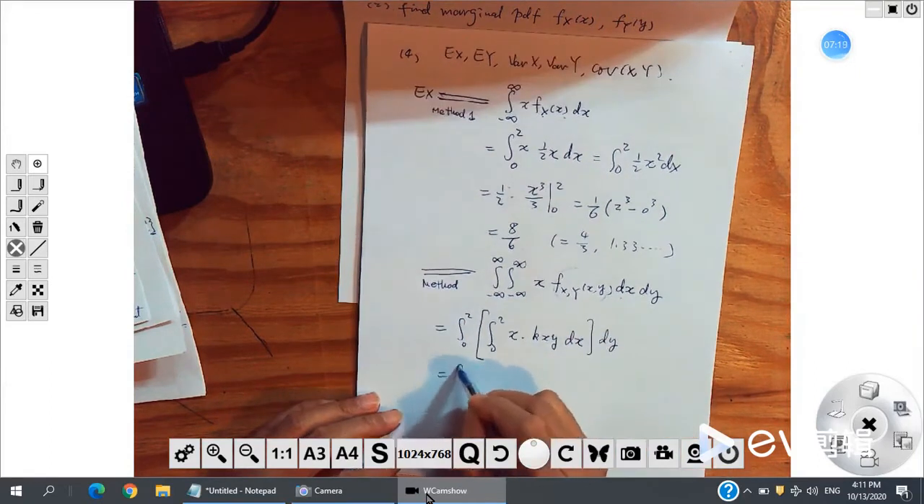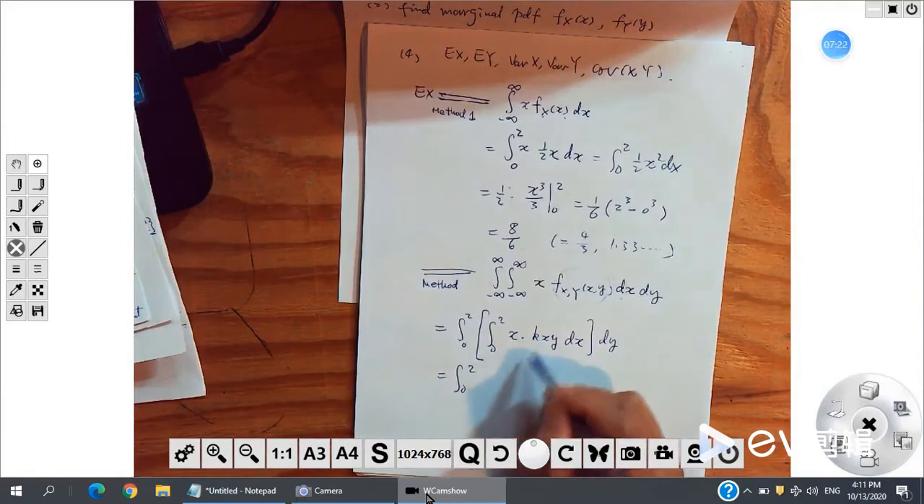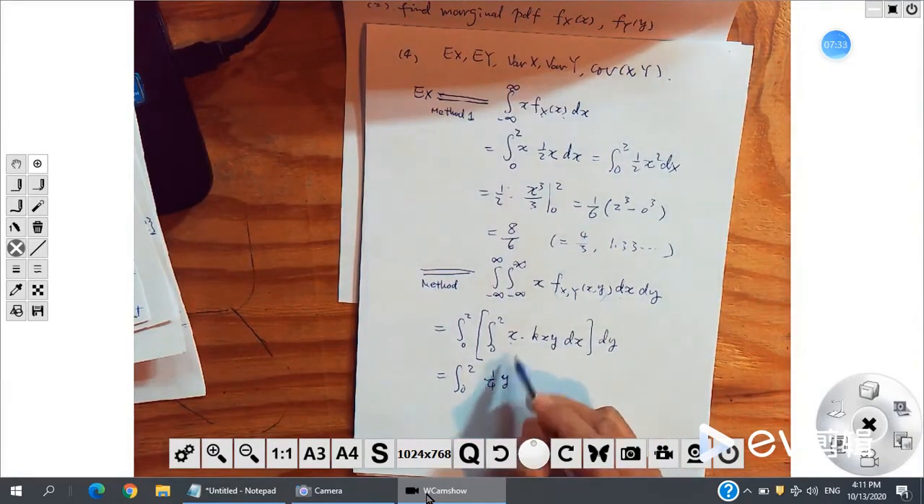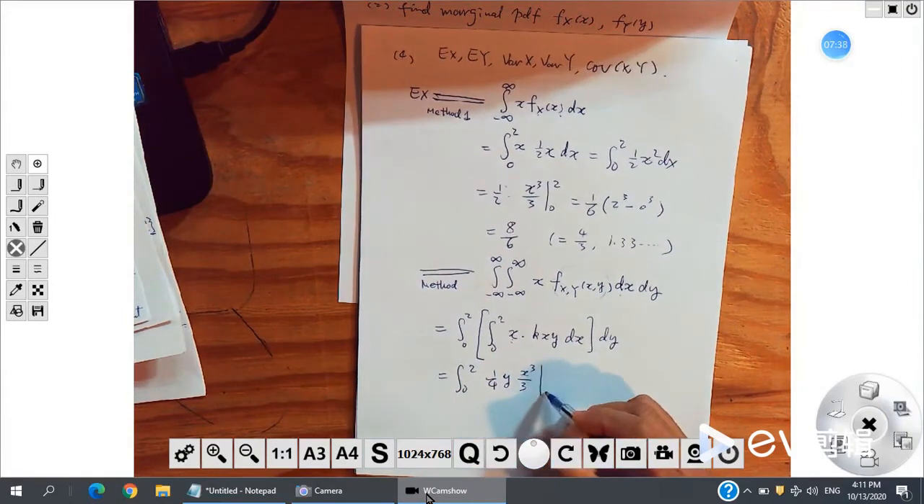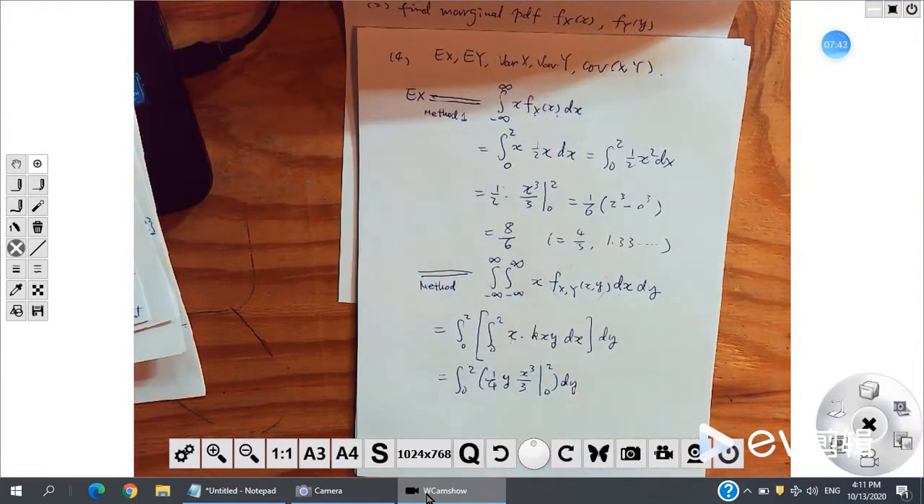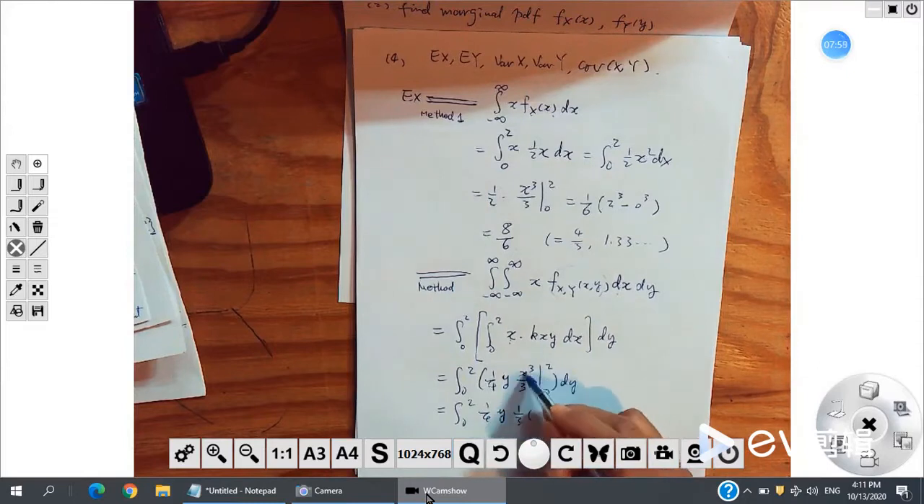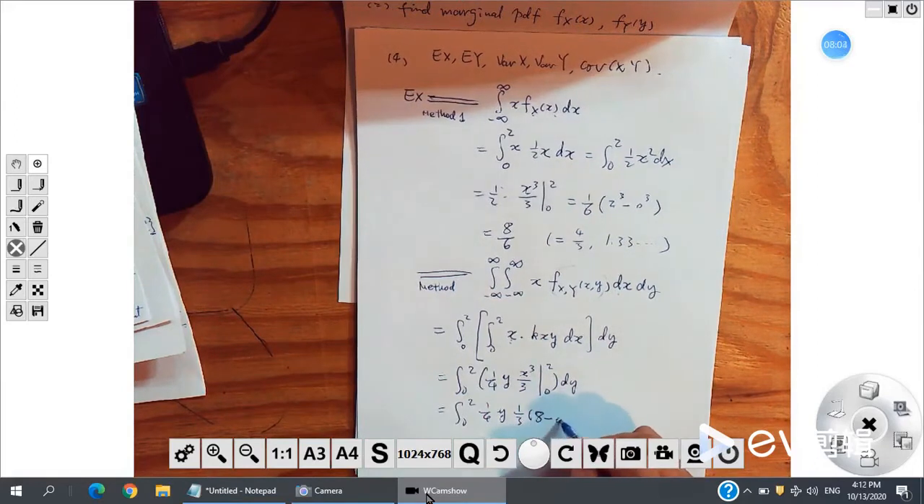Okay, so this is 0 to 2, k is 1/4. When you do this integral, y is not related with x, so you just move y outside. Then you have x squared, that will be x cubed over 3, and x runs from 0 to 2. We got the integral from 0 to 2 of 1/4 y times 1/3 times x cubed. X cubed now is 2 cubed, which is 8, minus 0 cubed, dy.